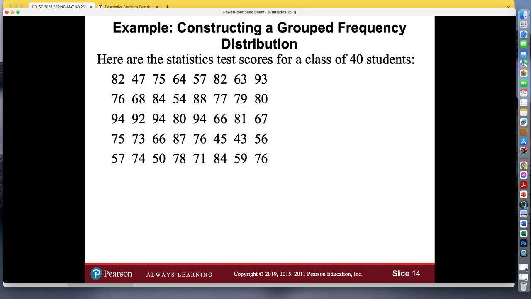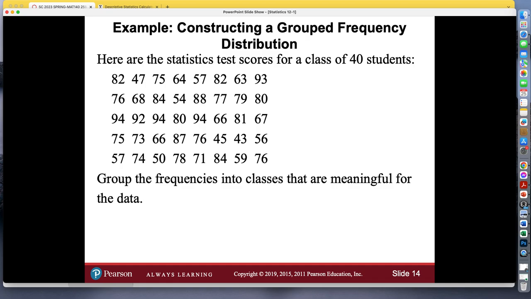Here's a class of 40 students and their test scores. Again, we'll do the same thing and group them into frequencies. If we list them by each number, what's the lowest score here? 57? Does anyone see anything smaller? 54? It's kind of spread out, right?